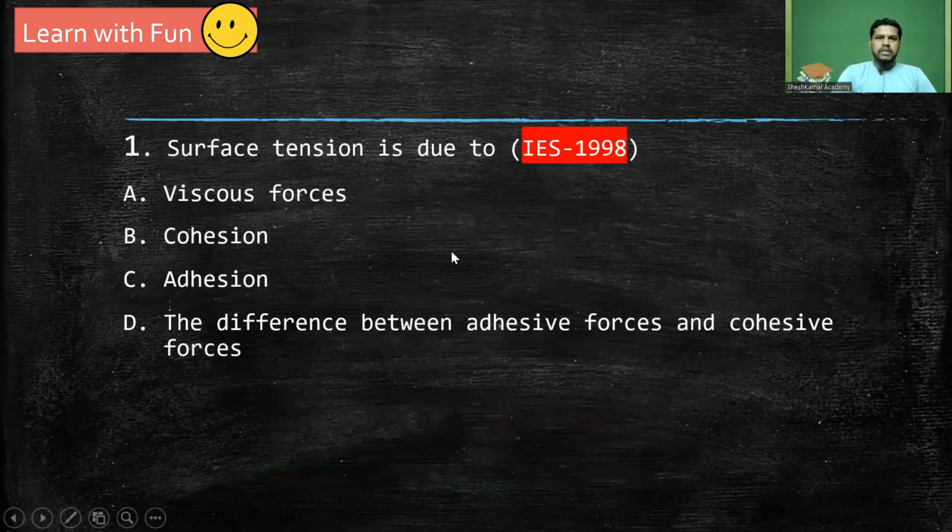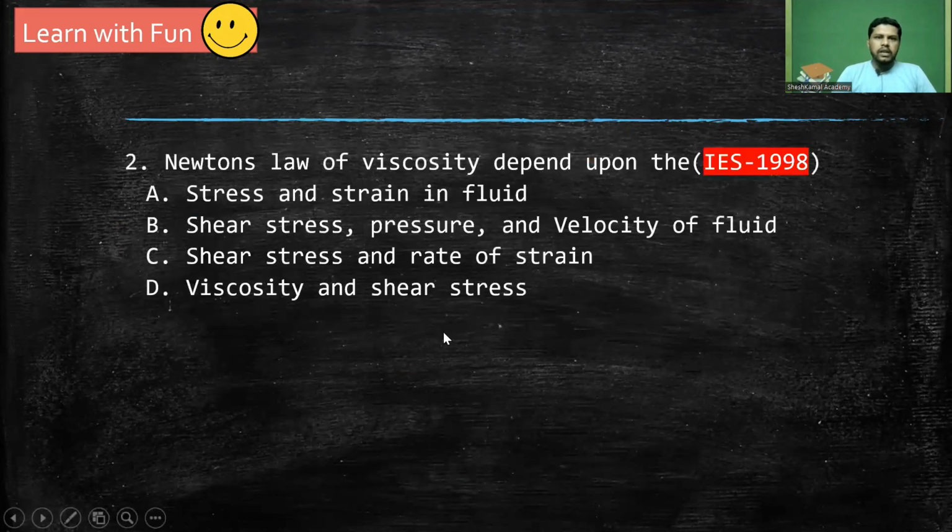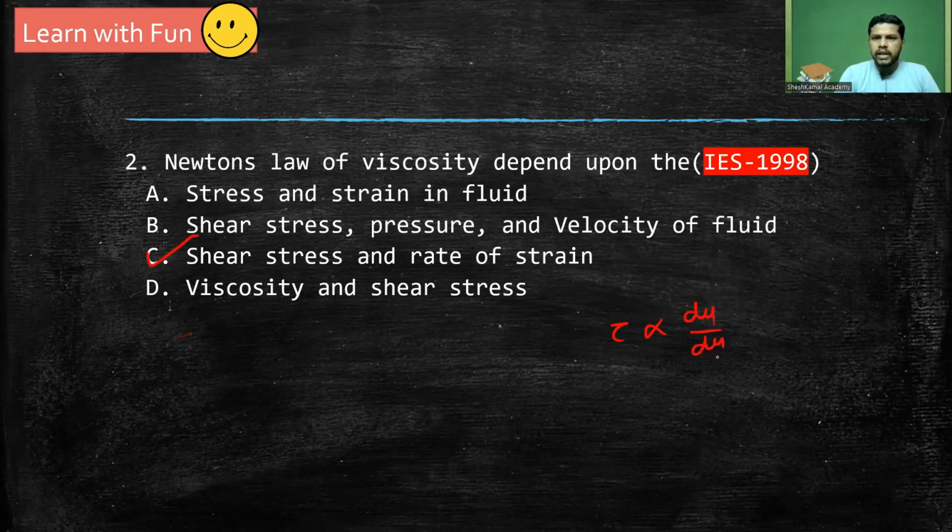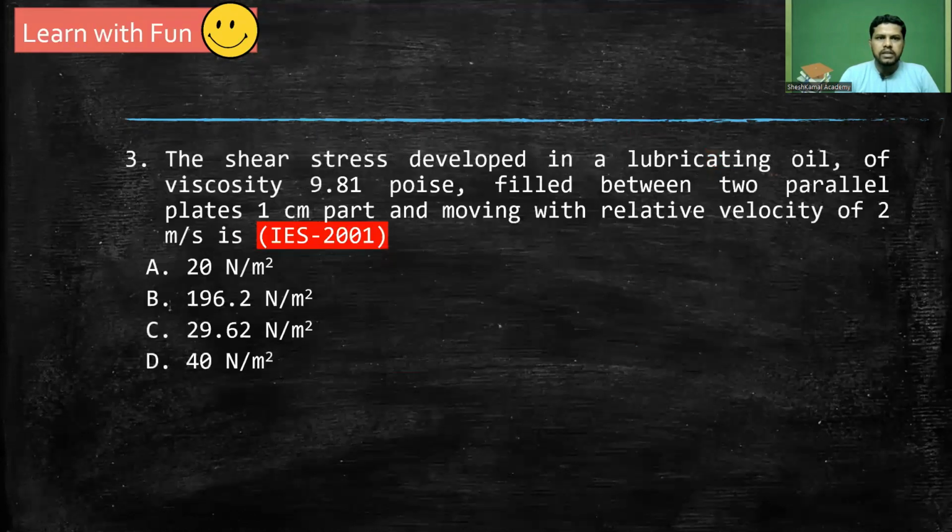Now the first question is on surface tension. Surface tension is a phenomenon purely because of cohesion. So option B is the correct answer. Then the second question is, Newton's law of viscosity depends upon. The correct answer is option C, because Newton's law of viscosity states that the shear stress is directly proportional to du by dy, and this du by dy is nothing but the rate of strain, and this tau is the shear stress. Option C is the correct answer.